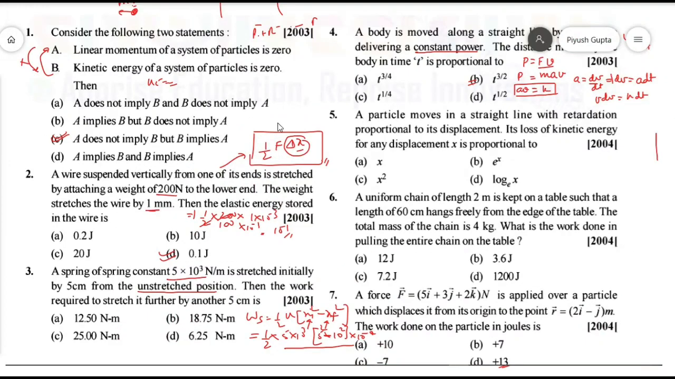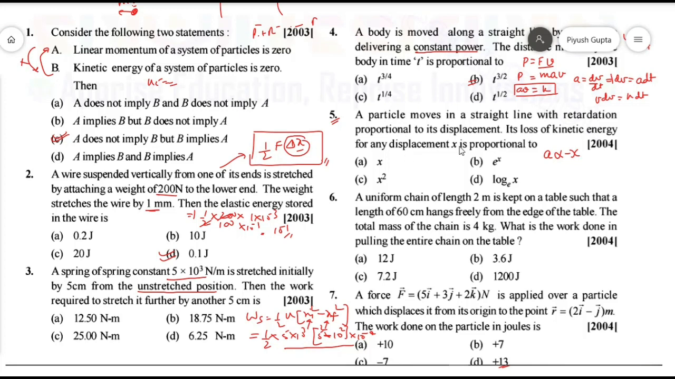Okay, let's move on to the next problem. A particle moves in a straight line with retardation proportional to its displacement. Its loss of KE for any displacement x is proportional to... Okay, we have been given that the retardation is proportional to the displacement, so I'm going to write something like a is proportional to minus x. Why? Because if x is taken as displacement and this is positive, then a is going to be negative because it's acting in the opposite direction.